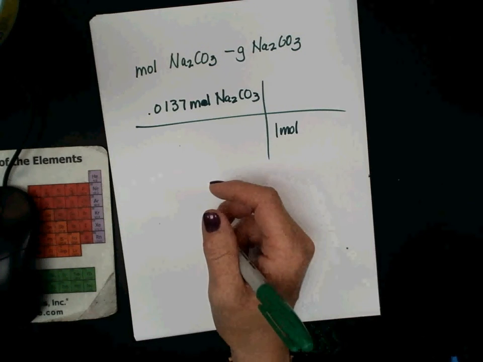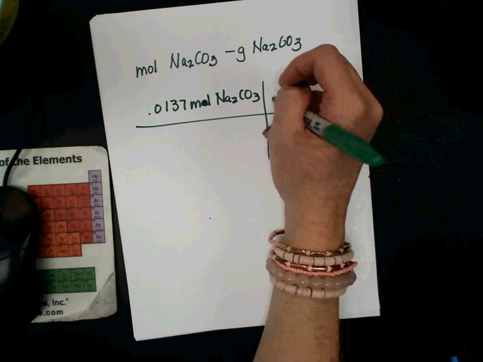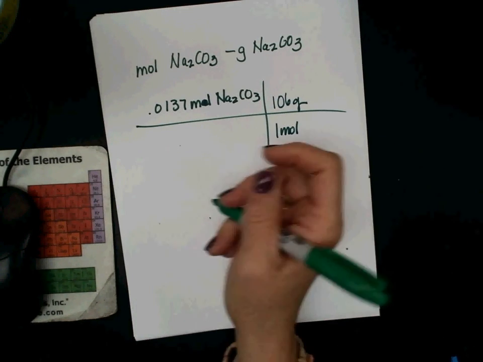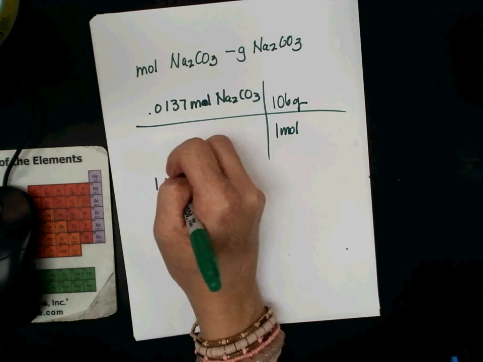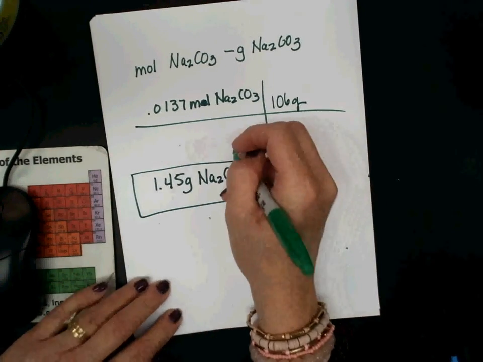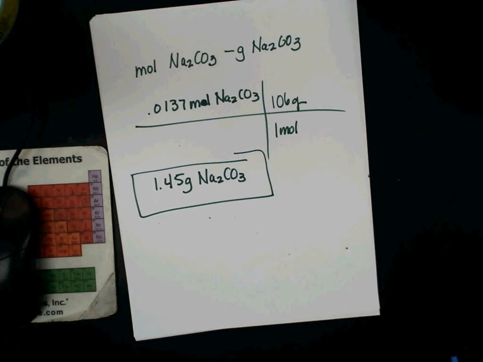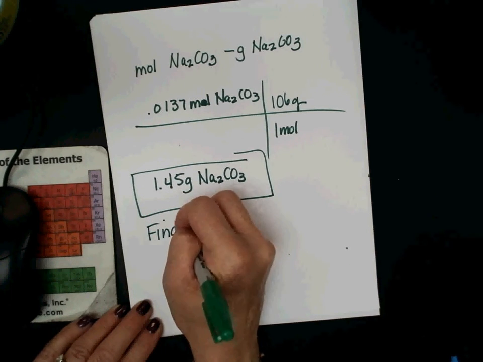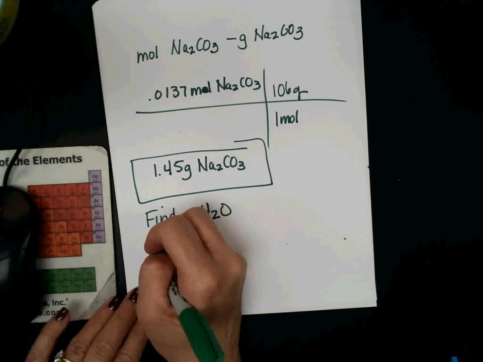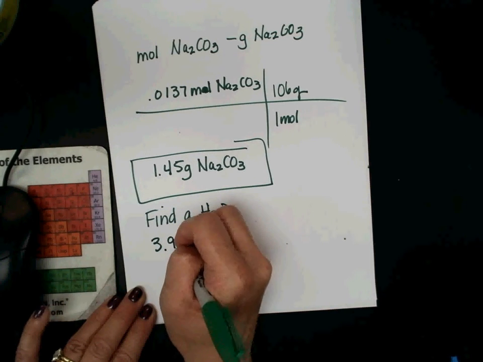What's my molar mass of sodium carbonate? Who have I not? Lauren, what's my molar mass of sodium carbonate? Okay? So I come up with 1.45 grams of sodium carbonate. So now I know my grams of sodium carbonate, right? Does that make sense? And I also know my mass of what I started with, which had water in it, right? So now I can find, because I have grams of sodium carbonate.